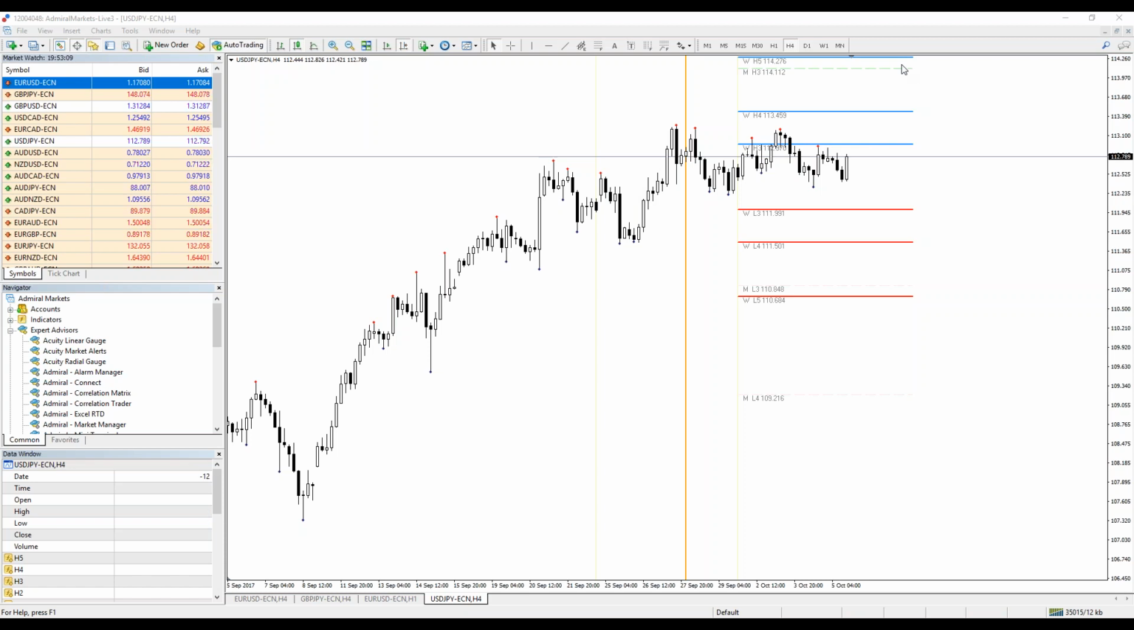There are some automated indicators that can draw this Andrews pitchfork for you, but most of them are based on zigzag, so I wouldn't recommend them. What I would say is try to draw it yourself. You need a little bit of practice. And what I usually do is I look at higher time frames.